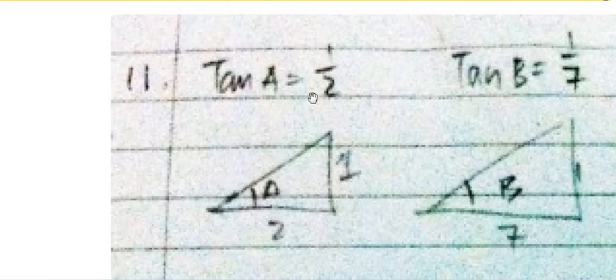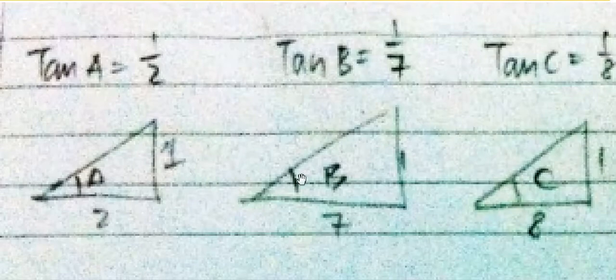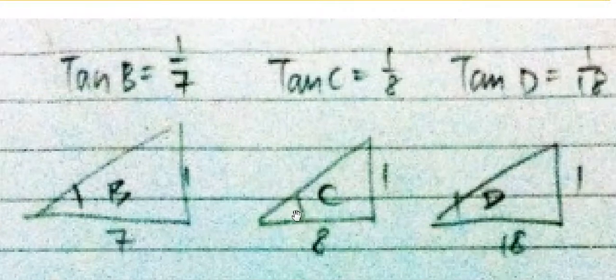First requirement is to find the value of a plus b plus c plus d. This is given tangent a equals 1 over 2. On the diagram, it means that the opposite is 1 and adjacent is 2. So this is angle A. Likewise, this is angle B, this is angle C, and this is angle D.